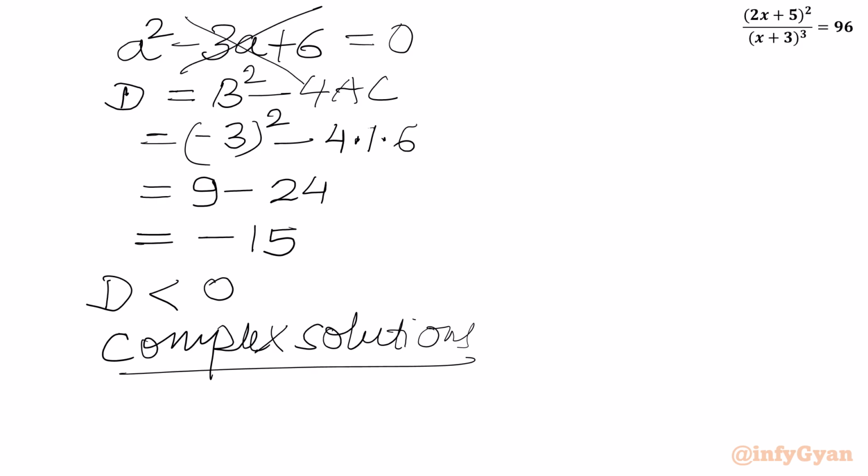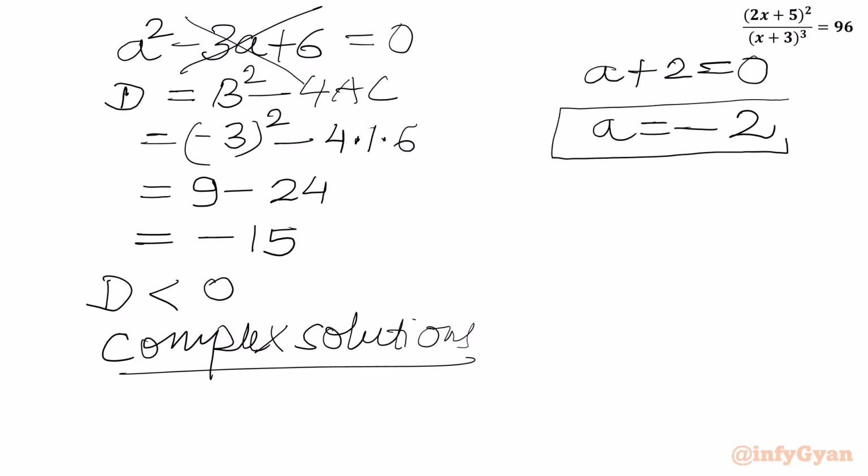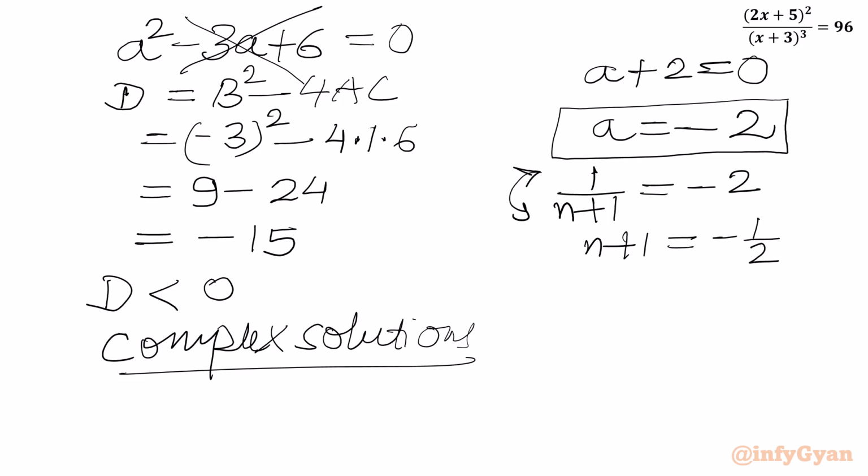Now we will write our second equation. This was a plus 2 equal to 0. So from here I will get a equal to negative 2. Now we have to put back our substitutions. A was 1 over n plus 1. So I will write 1 over n plus 1 equal to negative 2. Take reciprocal, switch numerator and denominator. We will get n plus 1 value as minus half. So n will become minus 1 minus half, which will be equal to minus 3 over 2.